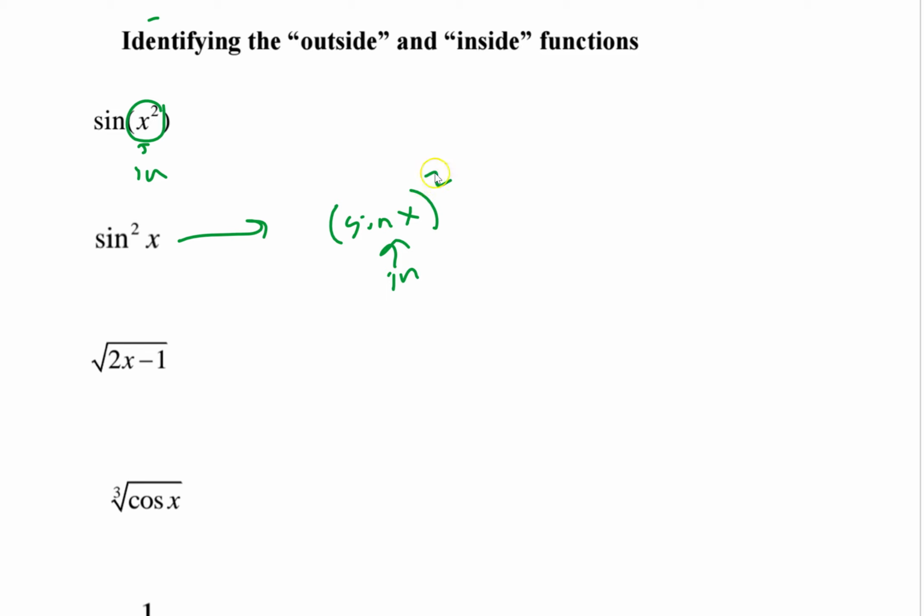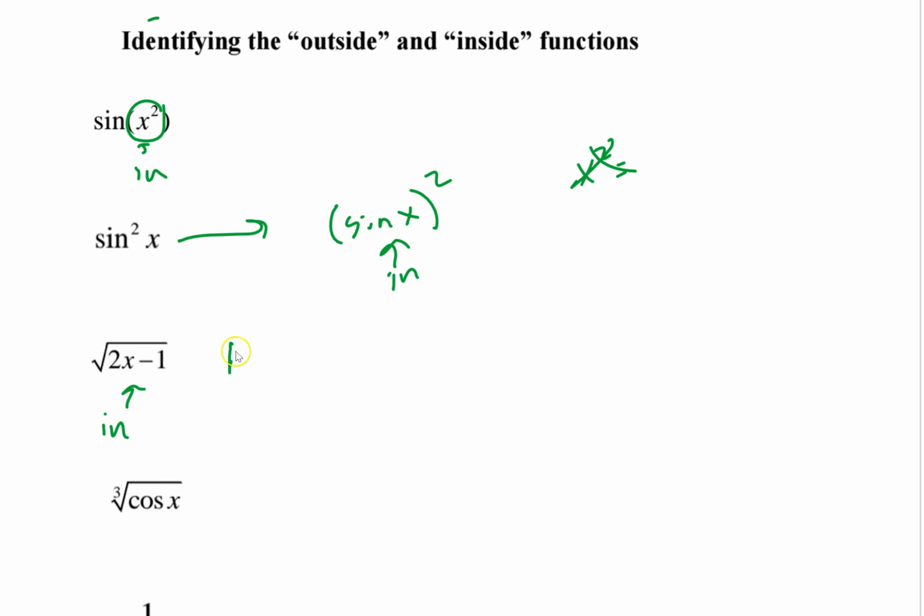The outside would be x squared. A lot of times people write, oh, x squared is outside. I just think about it as something to the power of x. Outside is x squared. The square is the outside. Look at this one, right? The inside is 2x minus 1.